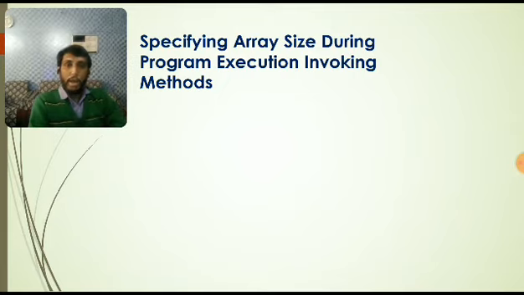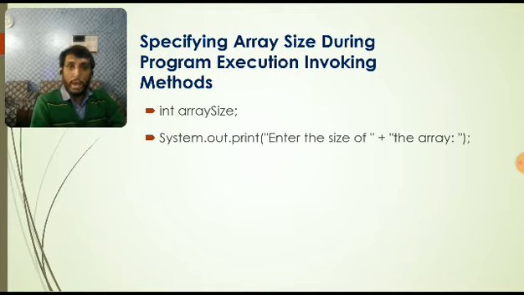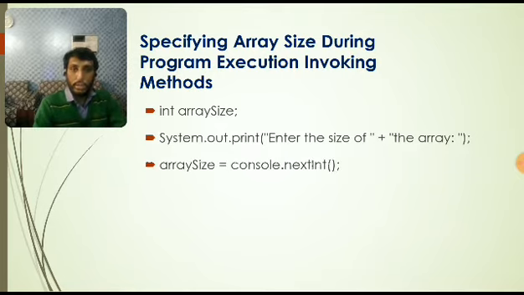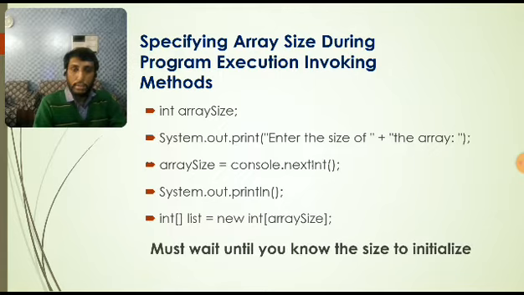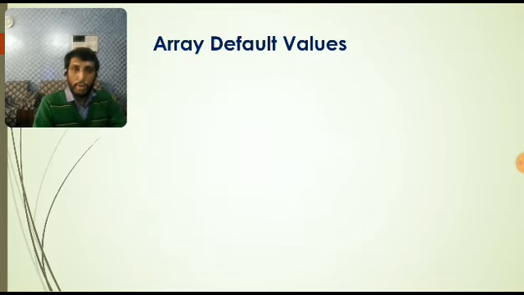Okay, specifying array size during program execution by invoking methods. Let's look at int arraySize. How is this working? int arraySize, and then System.out.print, enter the size of the array. So in this structure, we are accepting the array size with console.nextInt, System.out.println, and then int[] list = new int[arraySize]. More will come. Just go to array default value.